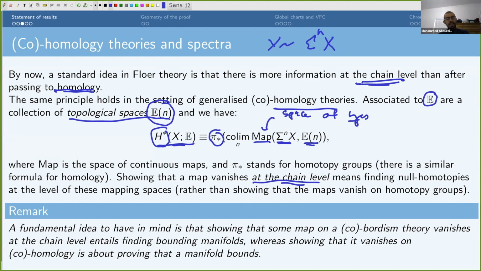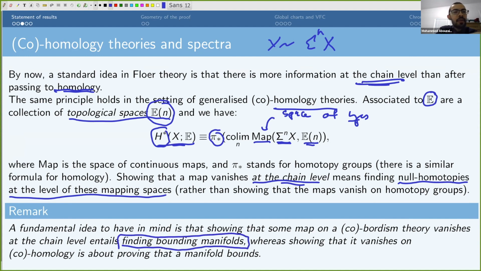Okay, so what that means is that when we say things vanish at the chain level, it means finding null homotopies. But now, you could try to do it using machinery of stable homotopy theory, but in Floer theory, we have geometric objects, and we really are going to be studying kind of cobordism. And what I want to insist on is that these null homotopies don't come out of nowhere. These null homotopies come out of finding bounding manifolds.